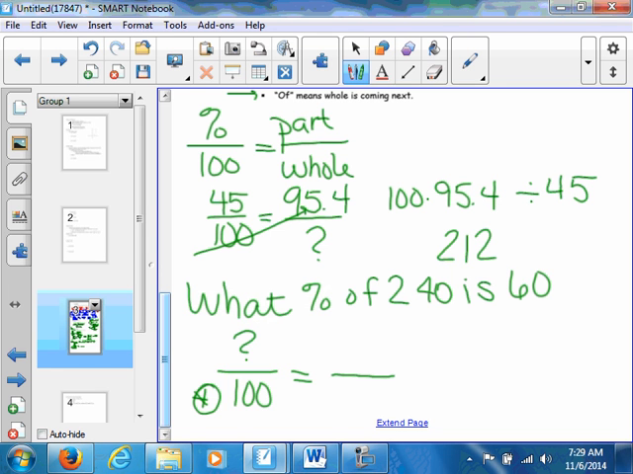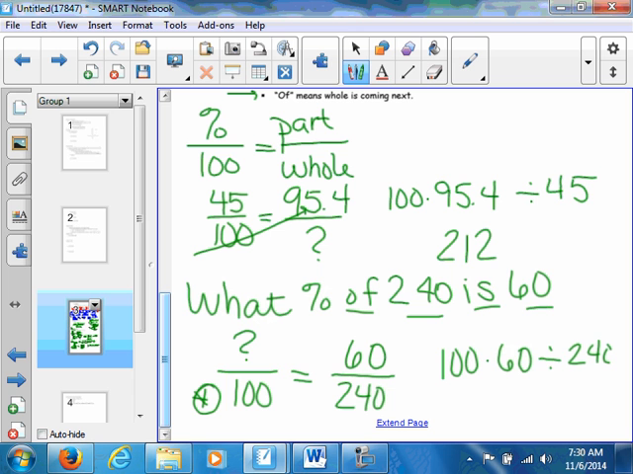Equals of 240. So that means that's the whole. And you kind of notice that it says is 60. That's the part. So in this case, I'm going to take 100 times 60 and divide it by 240. Remember, you can be using your calculator for these, and I think that you will find that the percent is 25. Okay? All right, that takes care of an introduction to percentages. We're going to look at some specific examples in your last video.